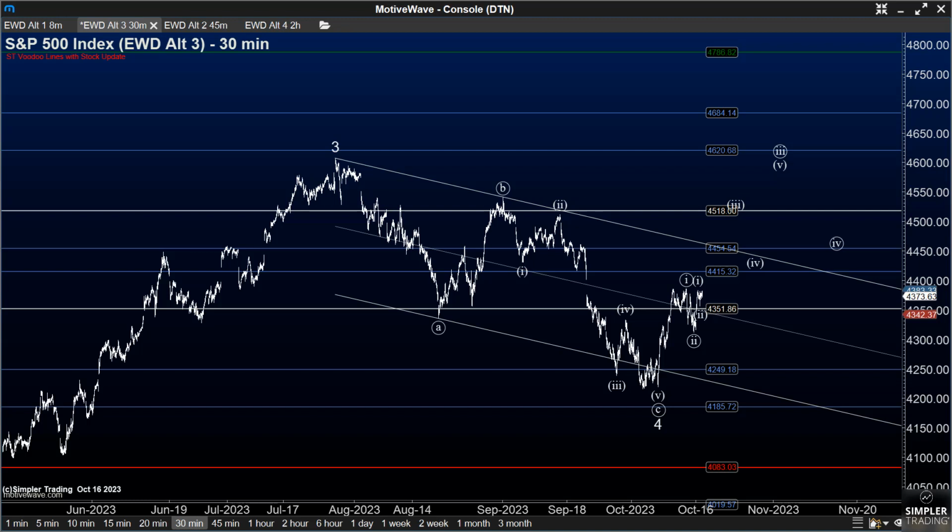Let's take a look at the S&P 500, and I want to show you the levels that I am focused on. I'm going to be mostly referencing our Voodoo Lines levels. Those are based on Fibonacci and other math applied to very long-term Elliott wave patterns.